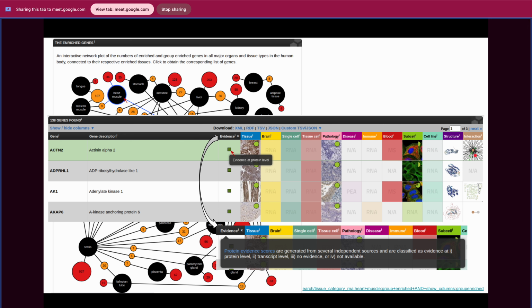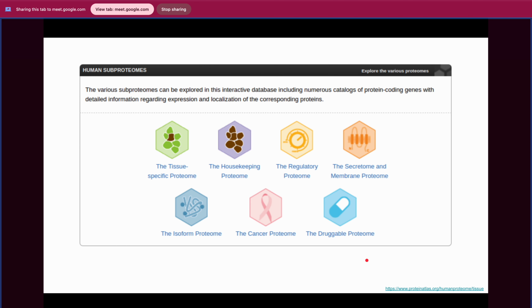So in this way, if you want to study any of the tissue and all the genes expressed in that tissue, then you can simply click on that particular tissue and it will give you the list of all the genes along with all the information present at the level of 12 sections. Yeah, so this is about the enriched genes.